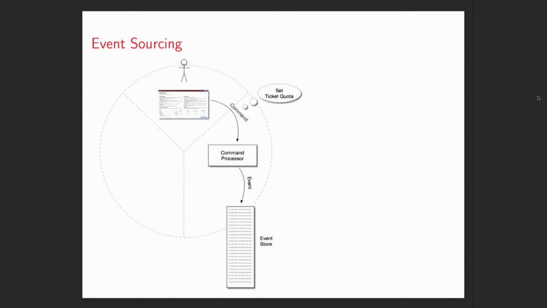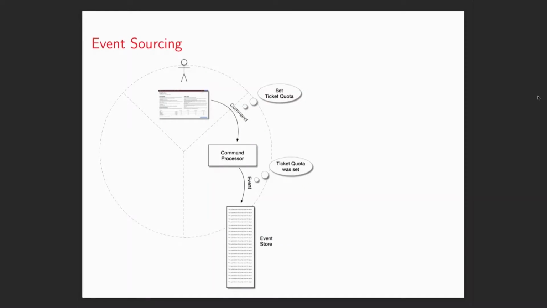Then the command processor emits an event. The command is different from the event. The event is stored in this long list in our event store. In this case, if the administrator says, set the ticket quota, the response will be, the ticket quota was set. And there is no way to argue about it, because if the administrator says, now we're selling 200 tickets, then we're selling 200 tickets. Nothing about it.